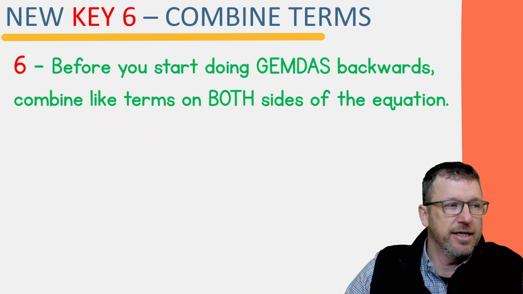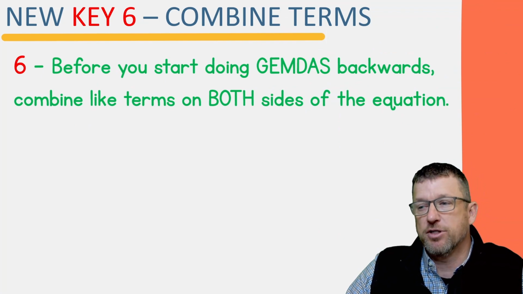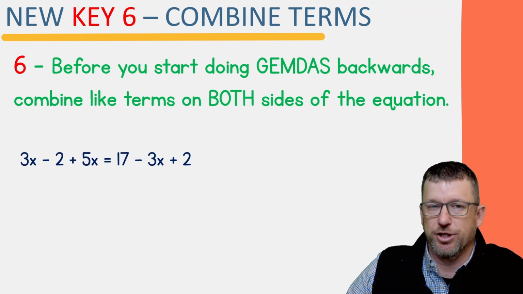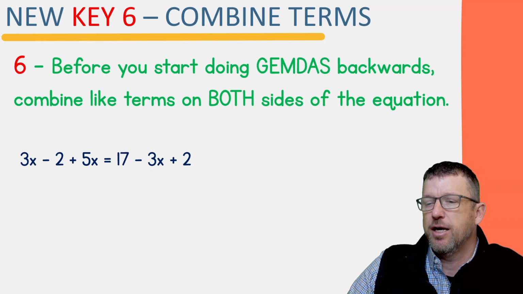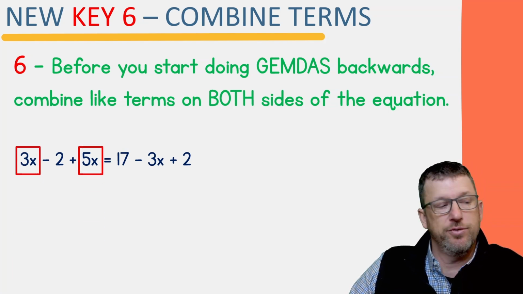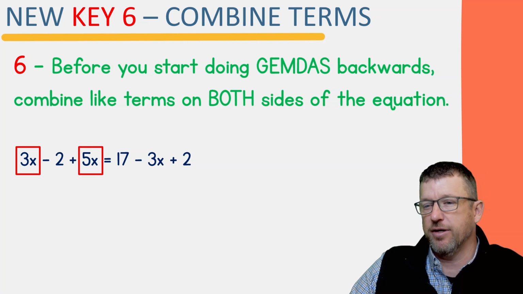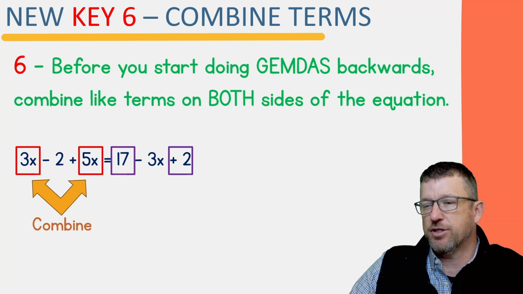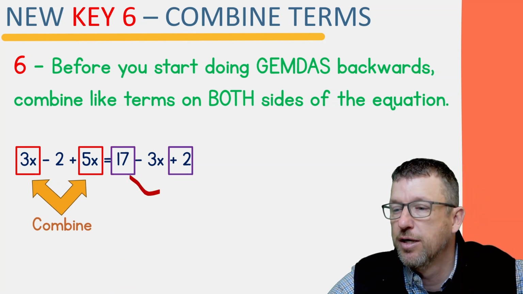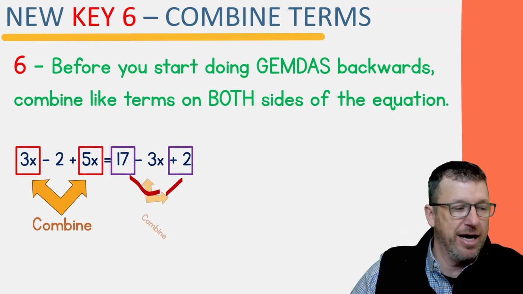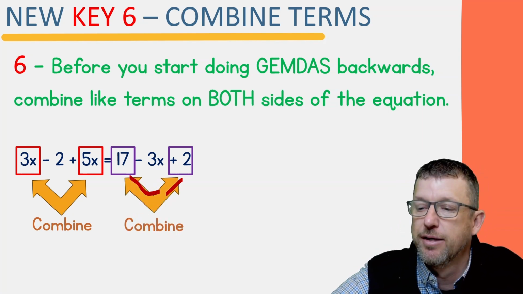The next thing we would do, before we start doing GEMDAS backwards, is we're going to combine terms. So again, look at one side of the expression, okay? And we say to ourselves, oh, I have terms over here that are alike. I have a 3x and a 5x. I can go ahead and combine them. And then on the other side, I have some constants, a 17 and a 2 that are on the same side. Go ahead and combine them, okay? That's important that we do that.